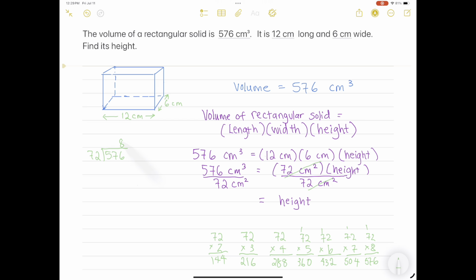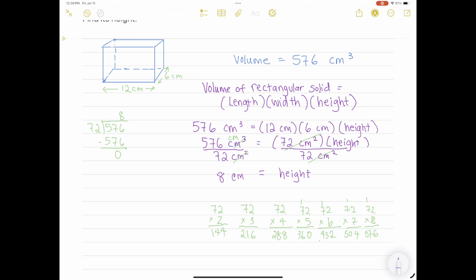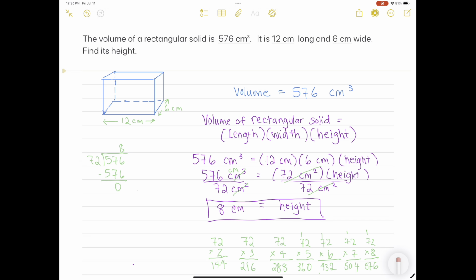And now I see that 72 times 8 equals 576. So 576 divided by 72 equals 8. I write 8 on the line below the problem, and then I must divide centimeters cubed by centimeters squared to get centimeters by itself. So the height of this rectangular solid is 8 centimeters, and I box my answer.